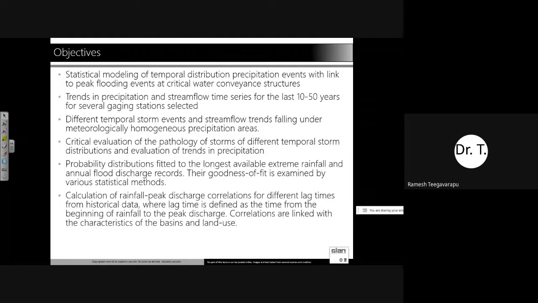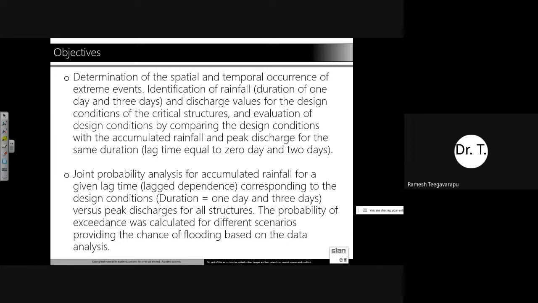So how do we model the temporal distribution of precipitation events linking to peak flooding events? Maybe look at the last 10 to 50 years from the gauging station selected. Look at different temporal storm events, meteorologically homogeneous areas, and a critical evaluation of the pathology of the storms, the type of storm which is coming in. Is it extratropical, convective, frontal systems, and so on? Because cyclones or hurricanes may dump a tremendous amount of rain that's going to affect your peak discharges. So this is what we are going to do in terms of the discharge assessment with your precipitation.